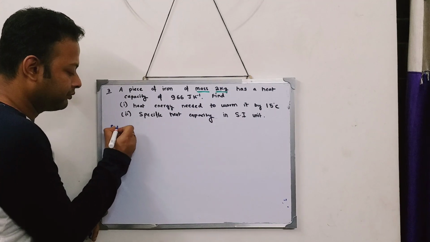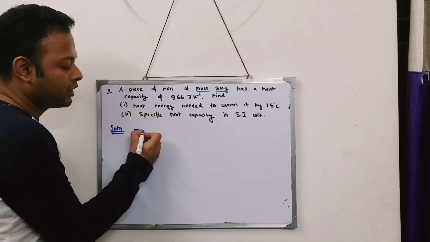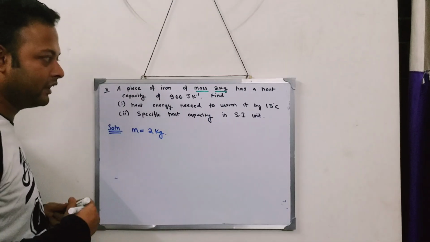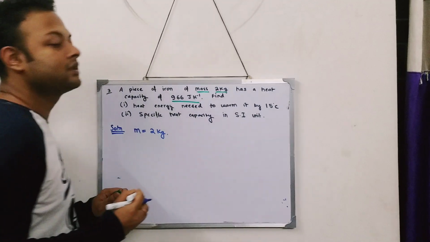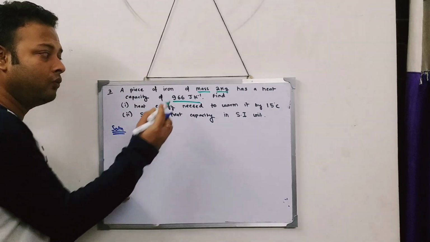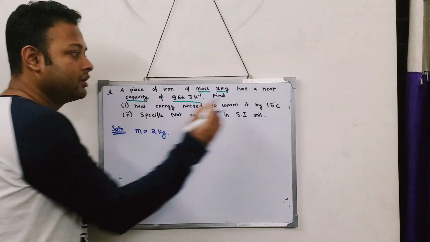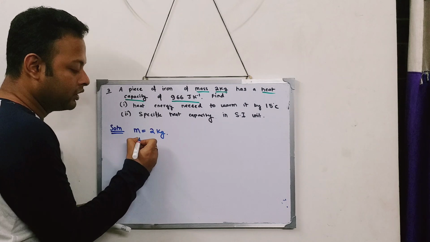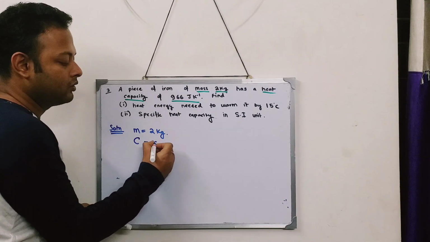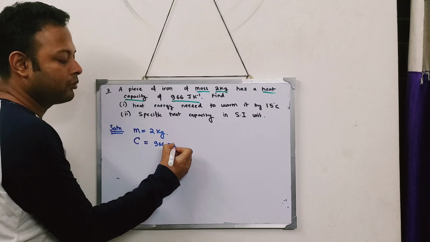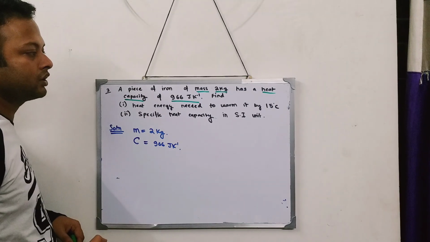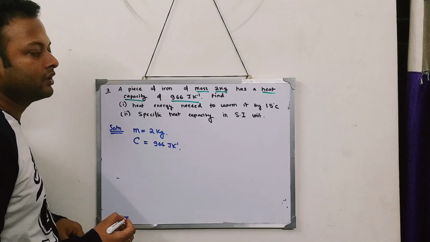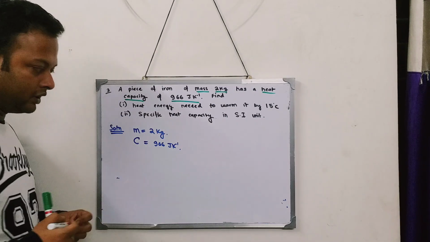So solution. You write mass as 2 kg. And the second thing you see is this value, 966 joule per Kelvin. What is this 966 joule per Kelvin? It is the heat capacity. So you write capital C is equal to 966 joule per Kelvin. Now my first question is to calculate the heat energy required to increase the temperature by 15 degrees centigrade and the specific heat capacity.